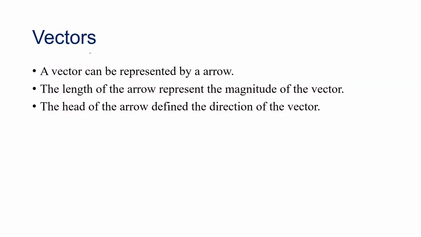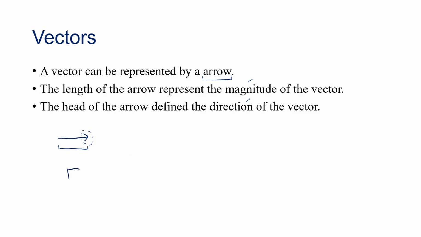Remember that the vector is a physical quantity. They have a magnitude and a direction, which we can represent by an arrow, something like this. And you can see this arrow, the head is pointing toward this direction. That means the vector is toward this direction. And the length of this arrow will be the magnitude.